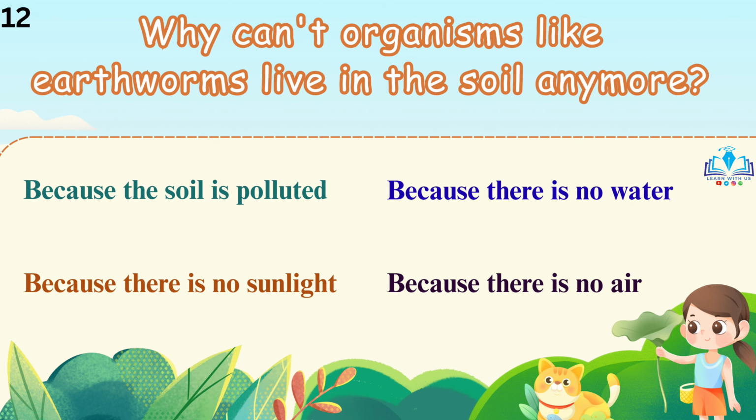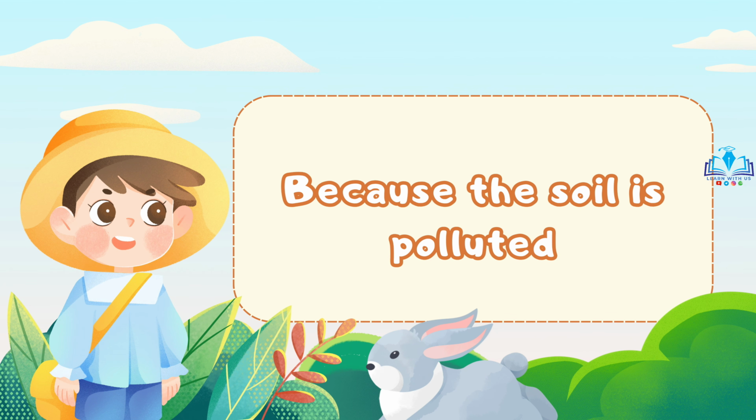Question 12. Why can't organisms like earthworms live in the soil anymore? A. Because the soil is polluted. B. Because there is no water. C. Because there is no sunlight. D. Because there is no air. Answer A. Because the soil is polluted.